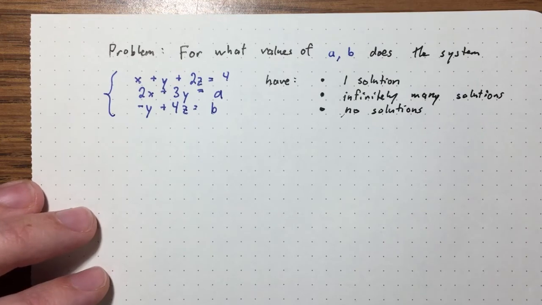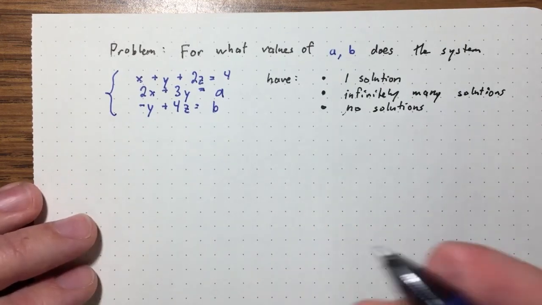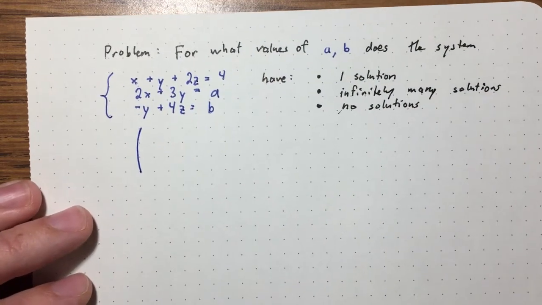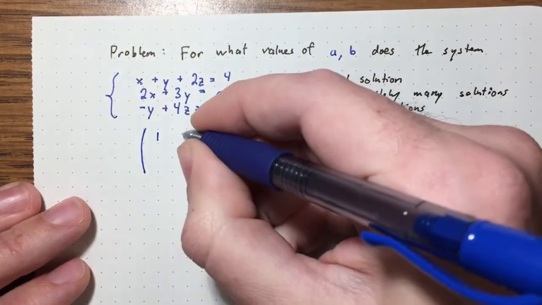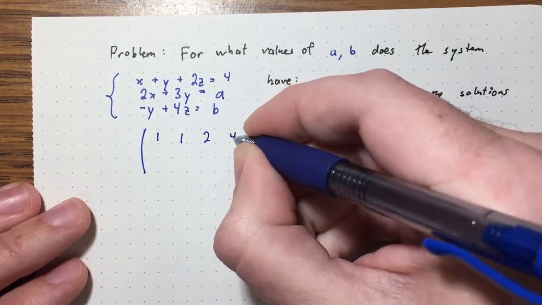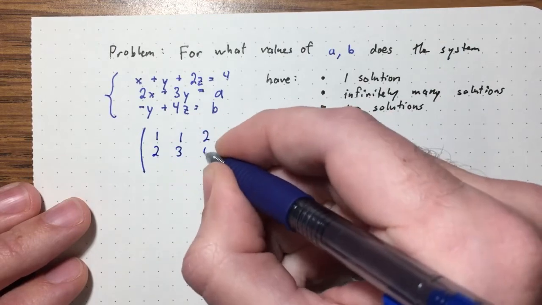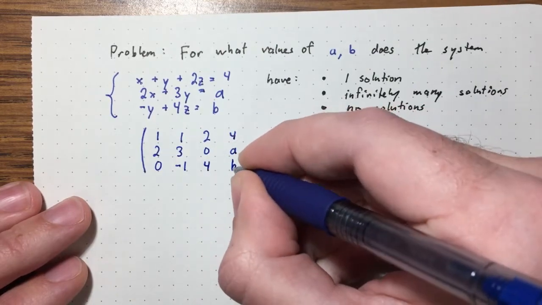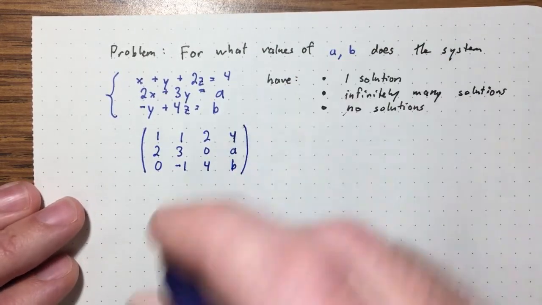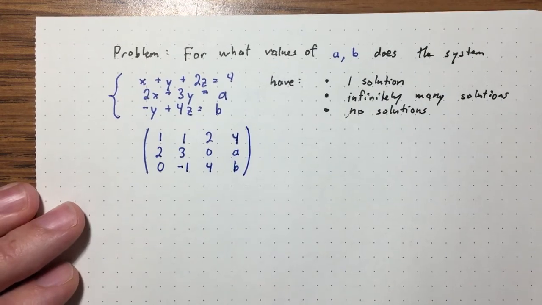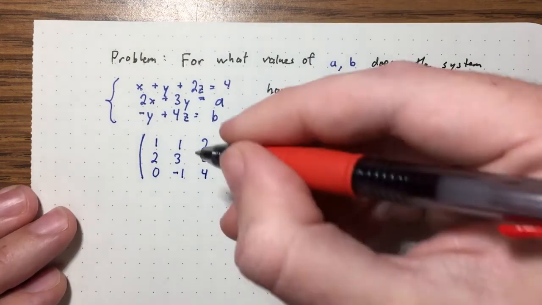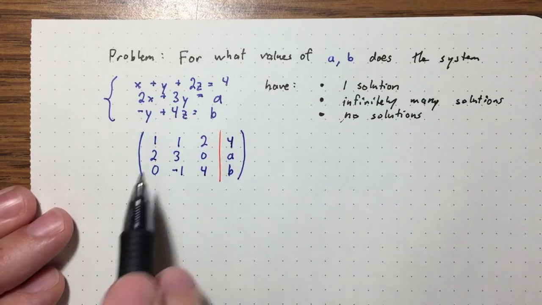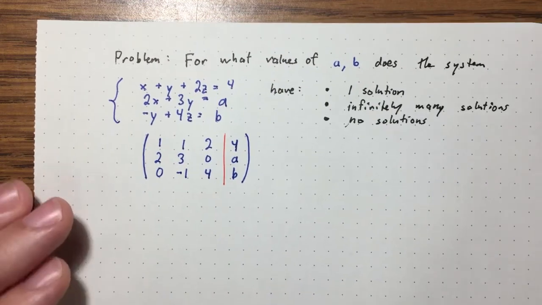Okay. Well, let's start by turning this into an augmented matrix, right? So the first equation is 1, 1, or the first row is 1, 1, 2, 4. And the second row is 2, 3, 0, A. And the third row is 0, minus 1, 4, B. Okay. Let's start doing Gaussian elimination, or also known as row reduction.